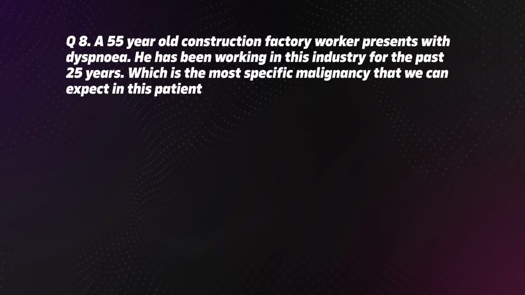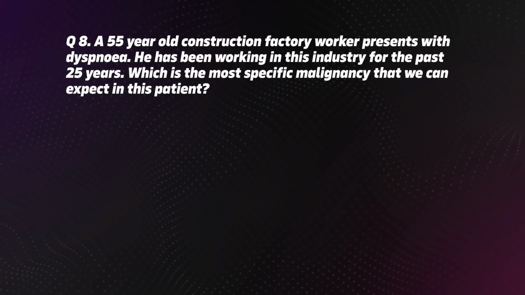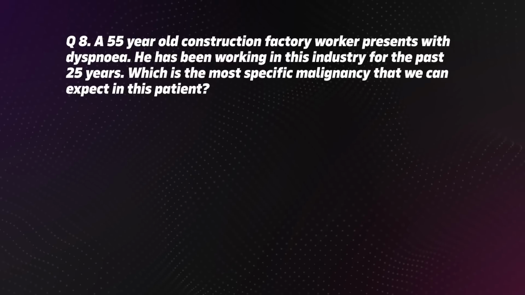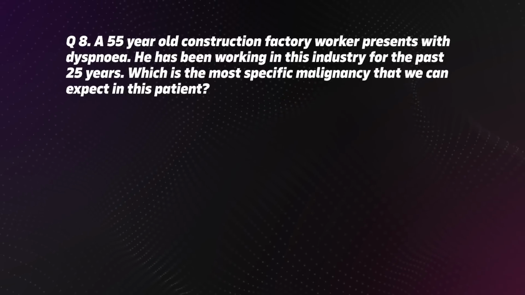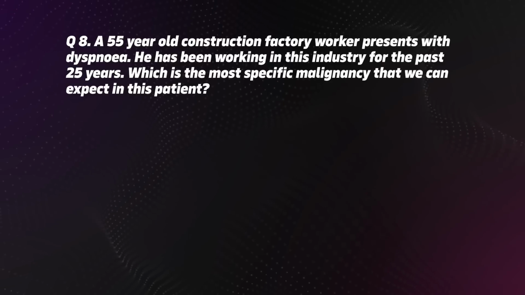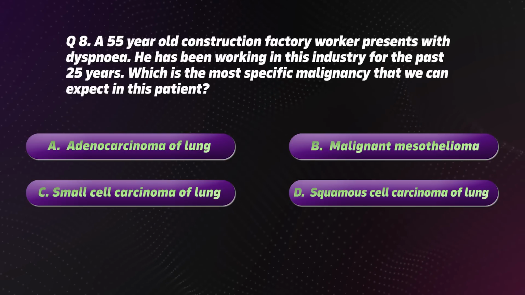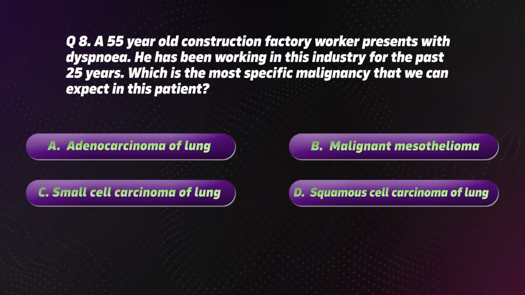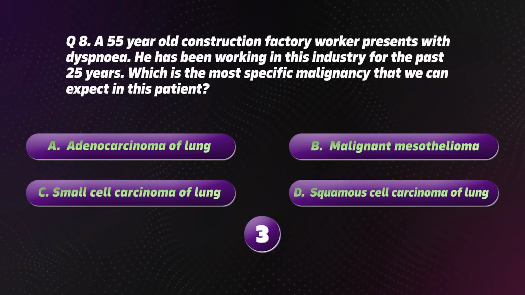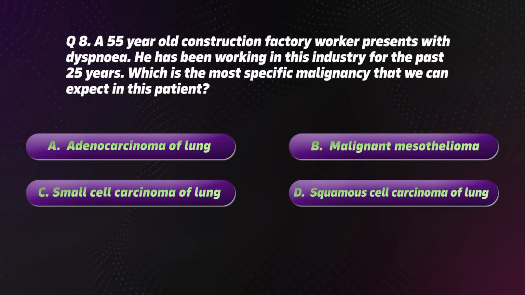Question 8. A 55-year-old construction factory worker presents with dyspnea. He has been working in this industry for the past 25 years. Which is the most specific malignancy that we can expect in this patient? Here are the options. A. Adenocarcinoma of lung. B. Malignant mesothelioma. C. Small cell carcinoma of lung. D. Squamous cell carcinoma of lung. And the correct option is B.